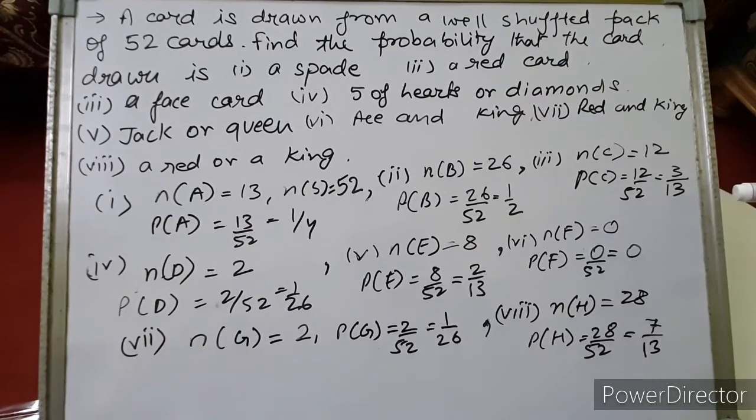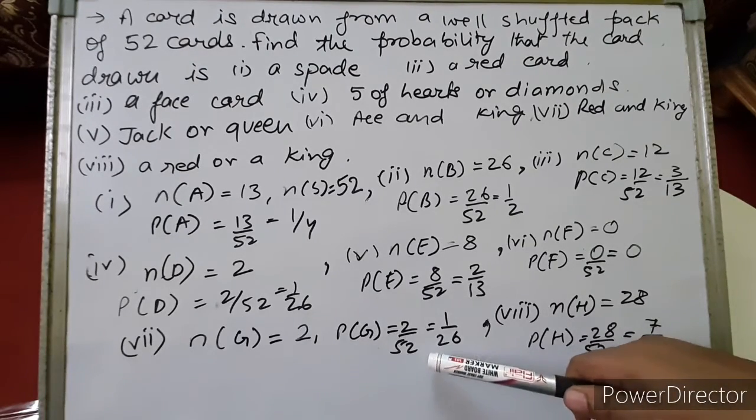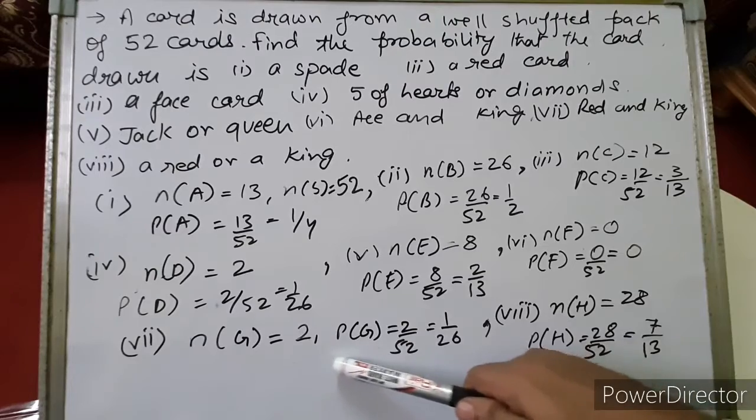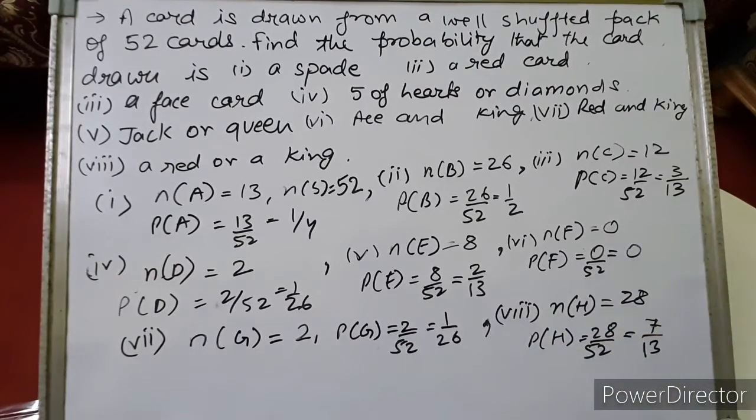Let's see another sum. 7th. Red and king. A red card will come and a king will come. So how many red kings are there? There are only 2 red kings: 1 red king of heart, 1 red king of diamond. So the number of favorable outcomes is 2. Total sample space is 52. Probability of the happening of G will be 2 upon 52. It will be 1 by 26.